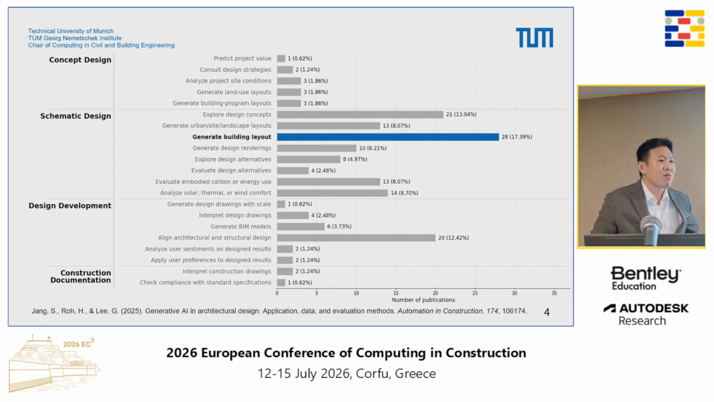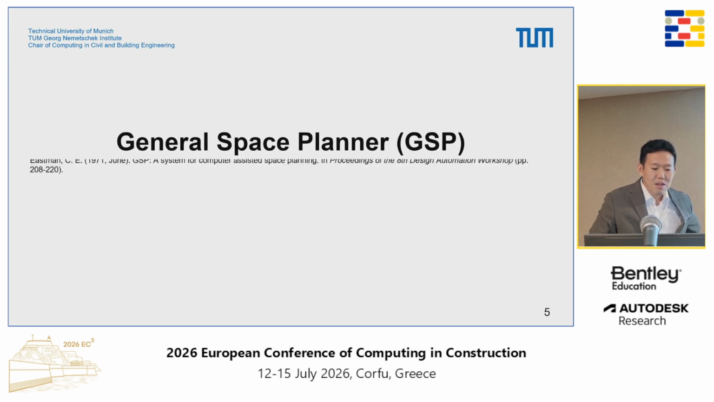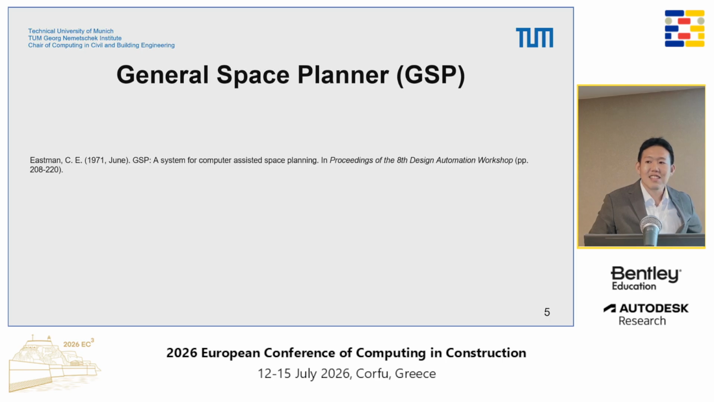So I was then curious, when did people start doing this, right? Then I found a paper called General Space Planner. Has any of you here heard about this paper? I'm pretty sure at least a few. Oh yeah, it's more than what I expected, because this paper is actually from the 1970s, which was first presented by Professor Chuck Eastman, who is also known to be the father of BIM.